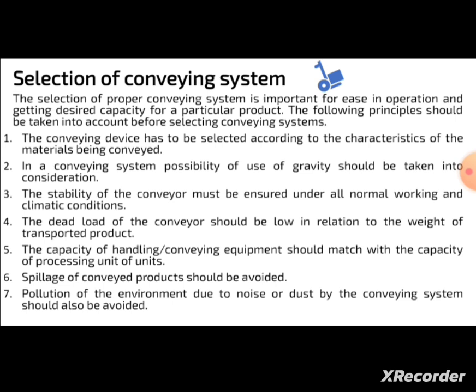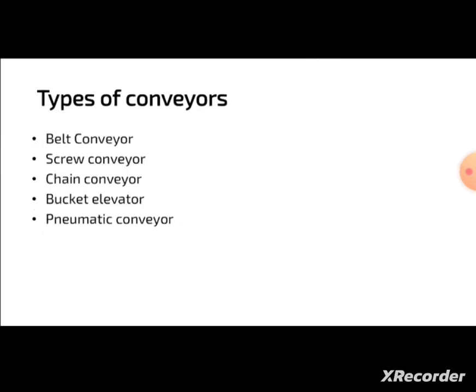So the selection will be considered on various factors like characteristics of the materials being conveyed, and possibilities of use of gravity so that we can reduce the power supply, and the stability of the conveyor, dead load of the conveyor, capacity, and spillage and pollution of the environment. These factors need to be considered in the selection of conveying systems. There are different types of conveyors like belt, screw, chain, bucket, and pneumatic conveyors.